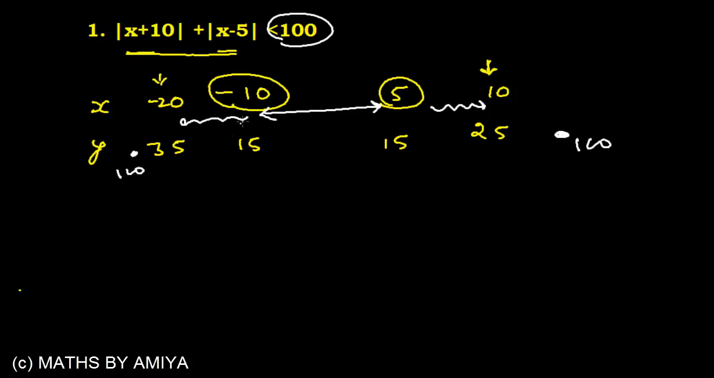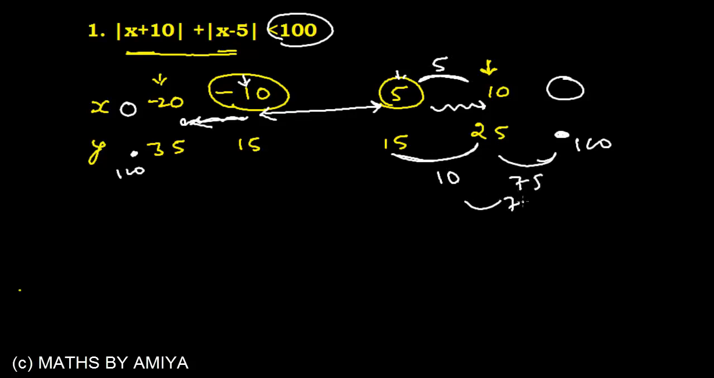So 100 is in the left of our corresponding roots, in the right of our corresponding roots. We just need to find the corresponding value of the x. And how comes? What is a gap? Gap is 10. What is a gap? Gap is 5. What is a gap? Gap is 75. That is 7.5 times. The gap is the 7.5 times.